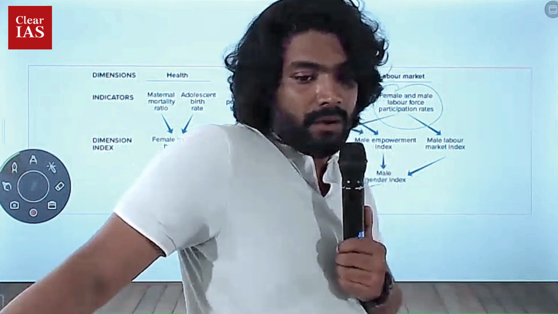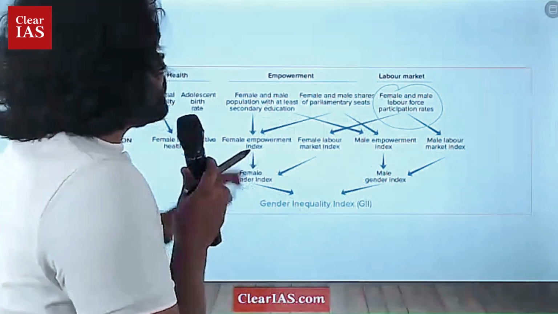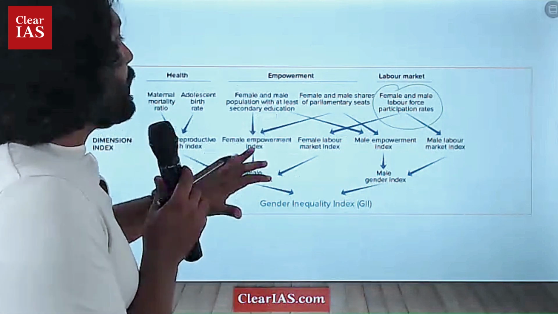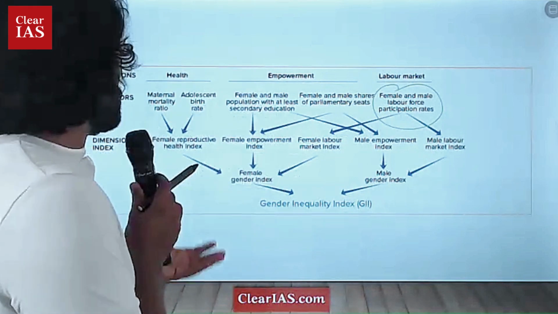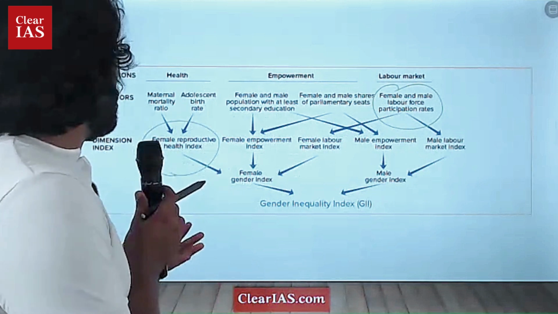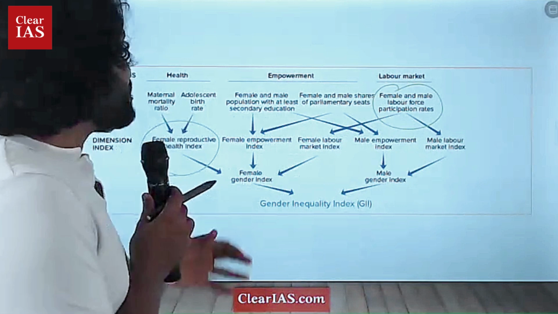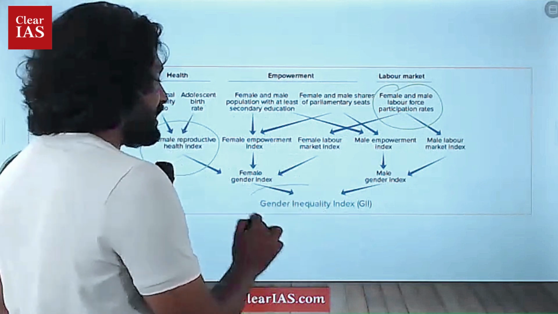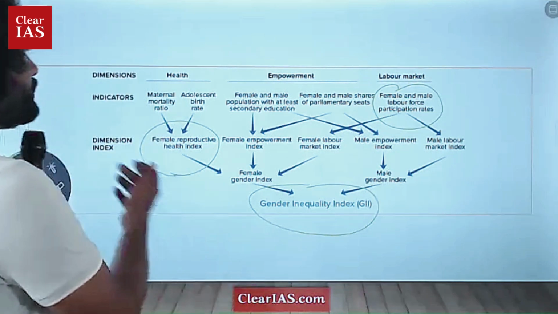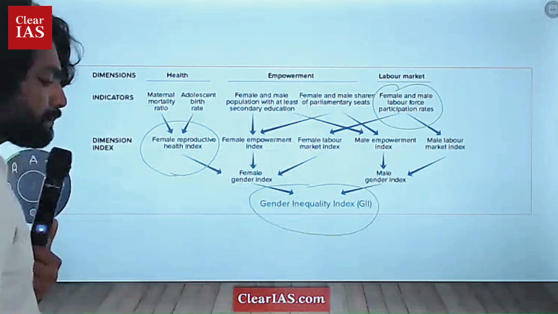Understand? So this measures the share of females in the labor force, political empowerment, educational empowerment, that is social empowerment, and also health. This leads to the release of the Gender Inequality Index. So the Gender Inequality Index is based on these parameters.